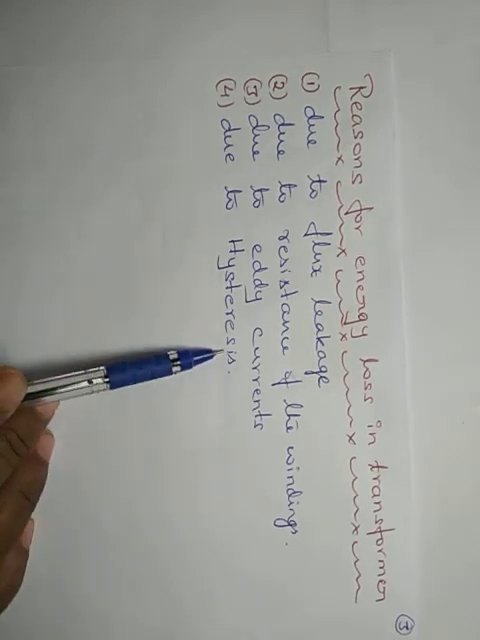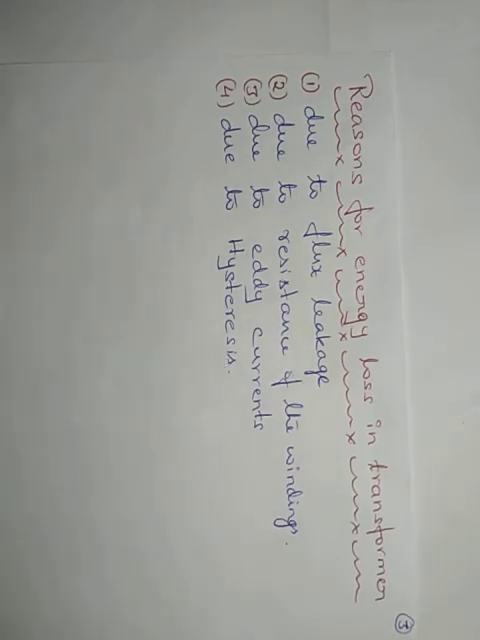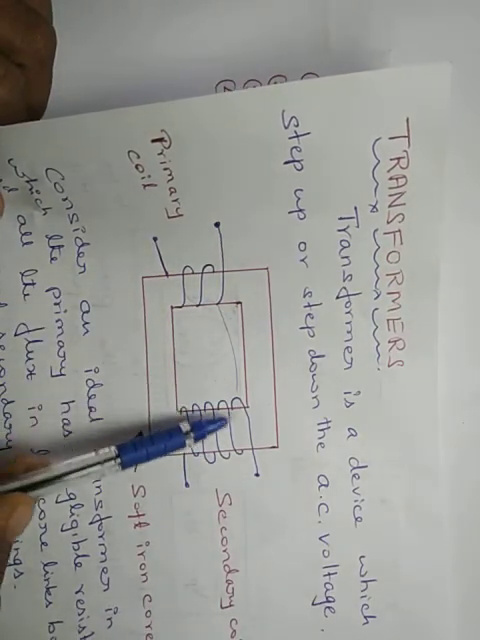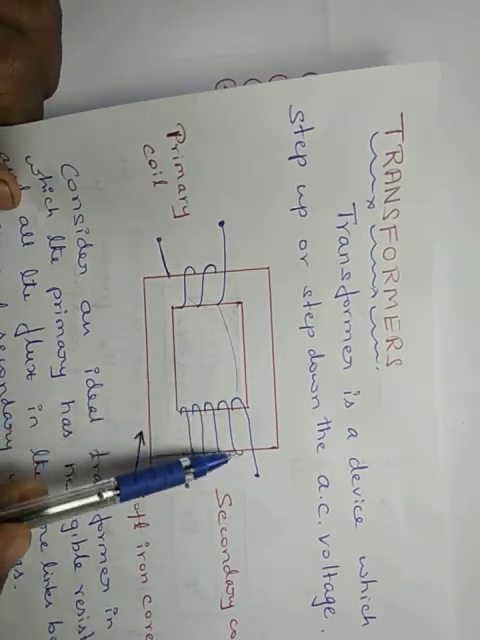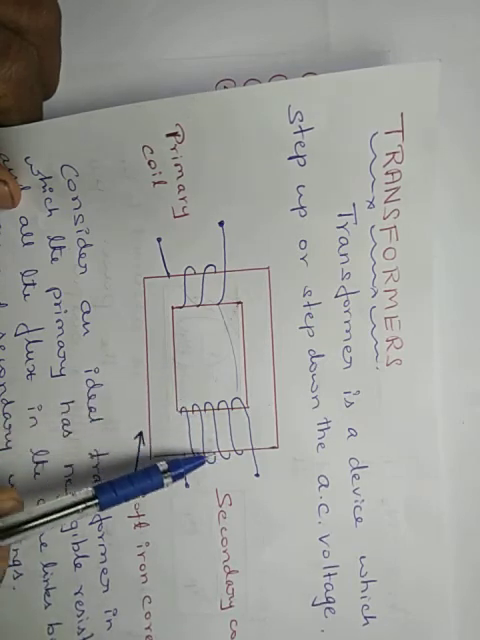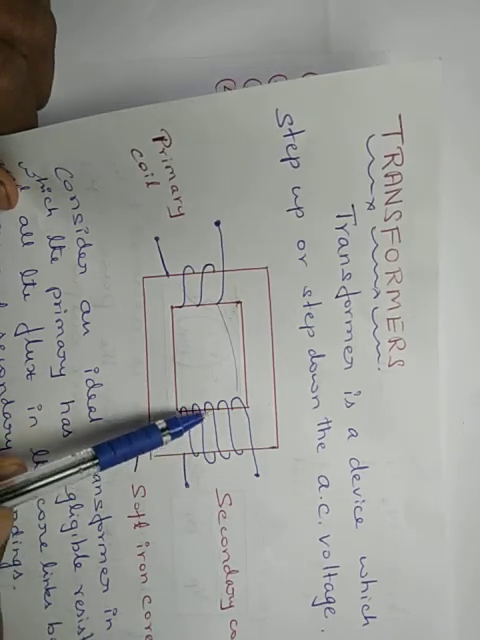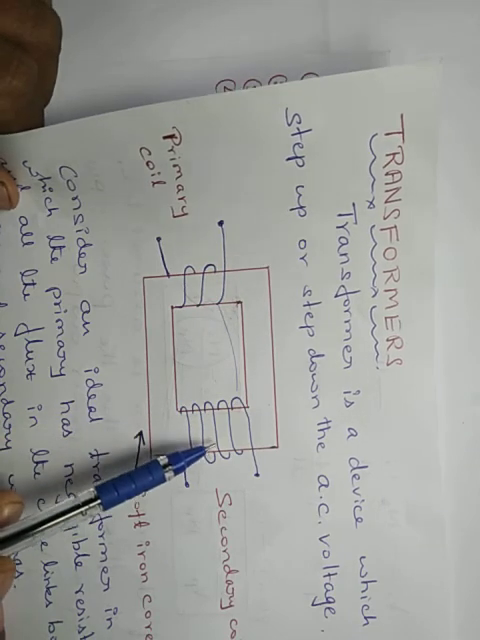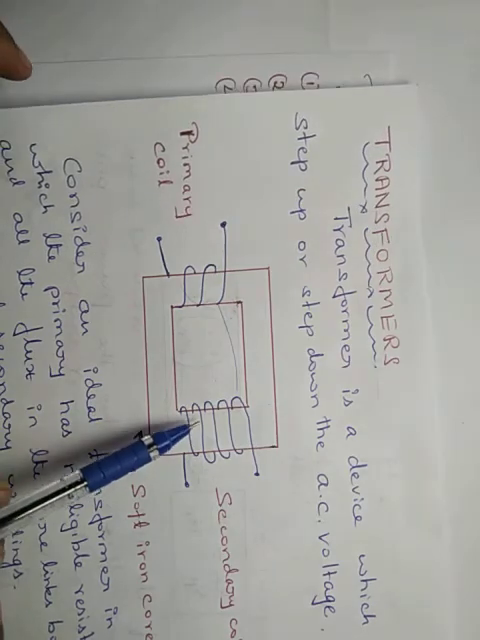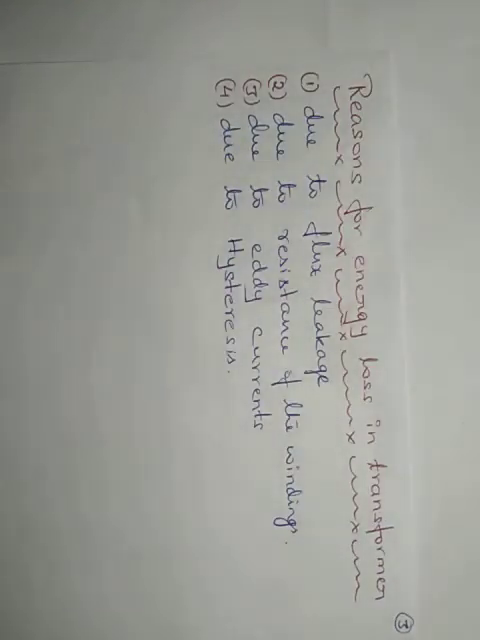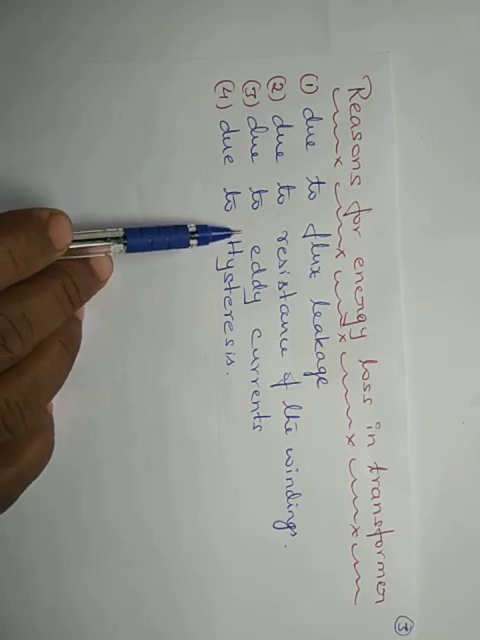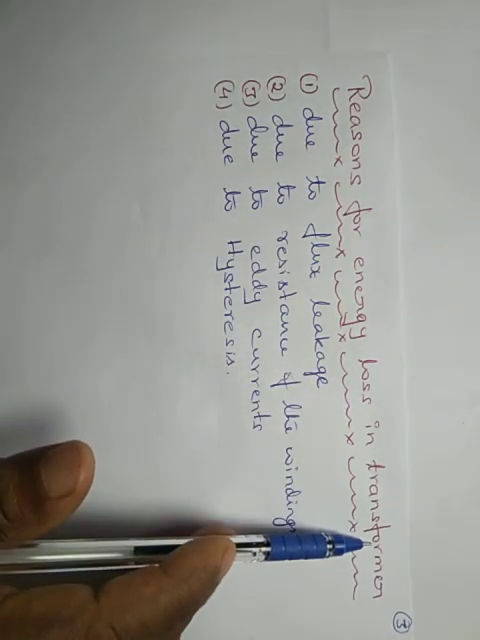Similarly, due to the hysteresis. Due to the AC current, magnetization and demagnetization take place as a continuous process. That process is called hysteresis. Due to that process, there may be some loss of energy in the transformer. So, these are the 4 key points you have to learn, the reasons for energy loss in the transformer.